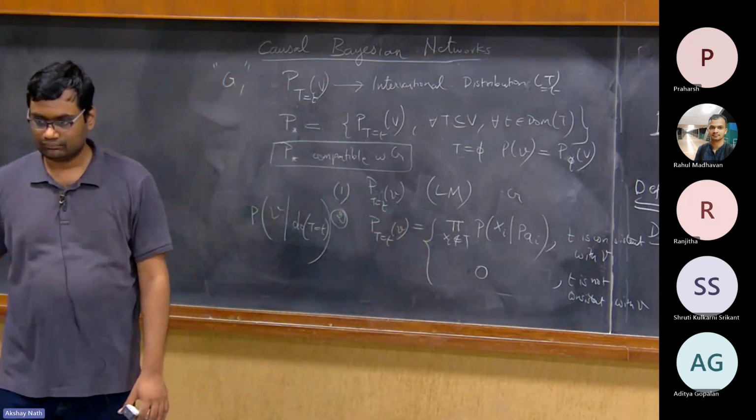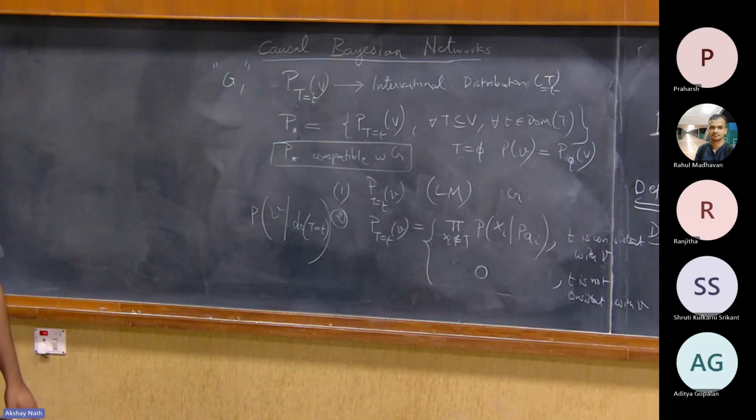So a causal Bayesian network has two things. One is a graph, and the other is a family of interventional distributions for all subsets, for all settings.